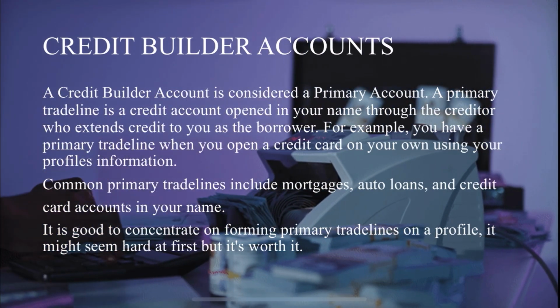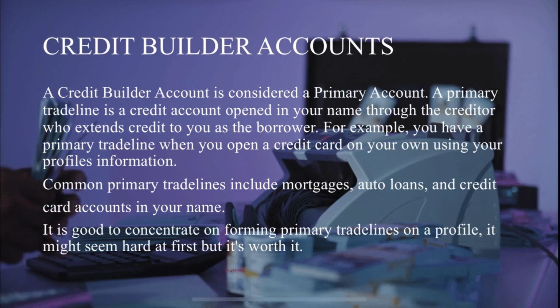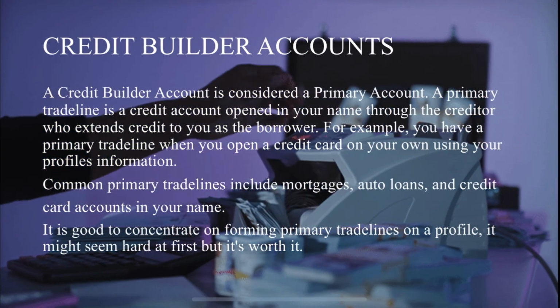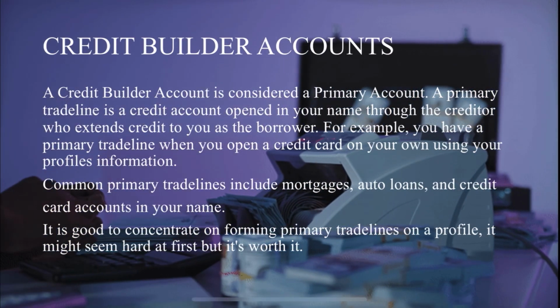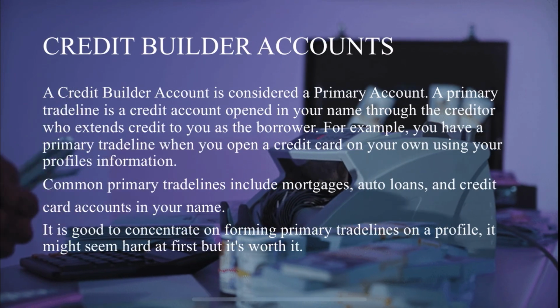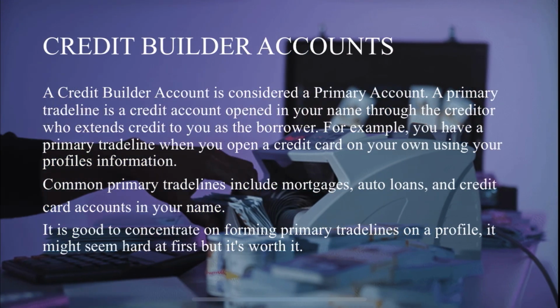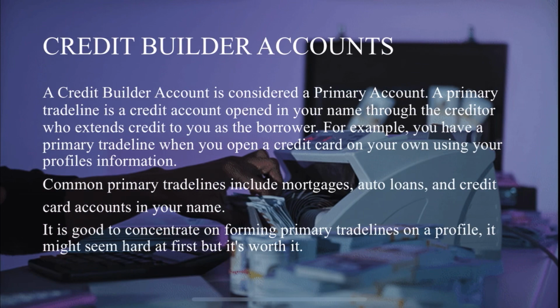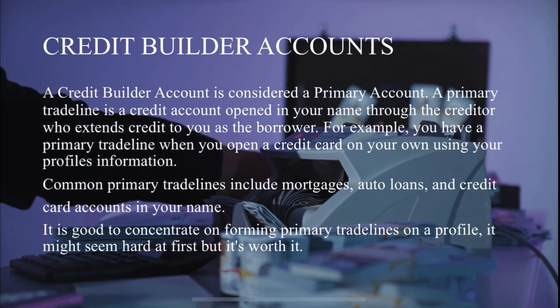A lot of the time, people ask me how they can create primary accounts on their CP profiles, and it does take a little bit more effort than adding AU trade lines. You actually need to apply for things, and you need to get approved for things. So that sometimes includes docs, sometimes ID or identification, or certain things to get approved for those applications.